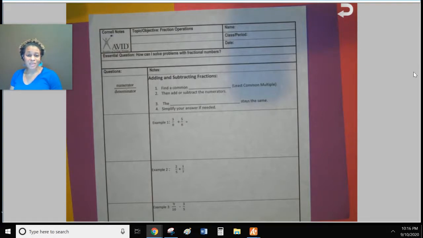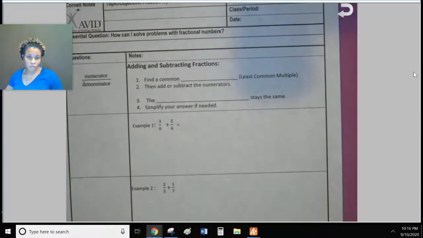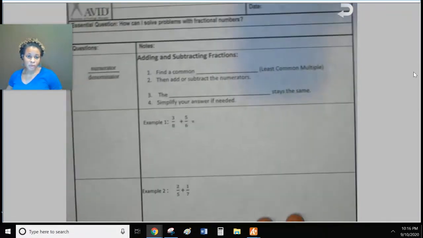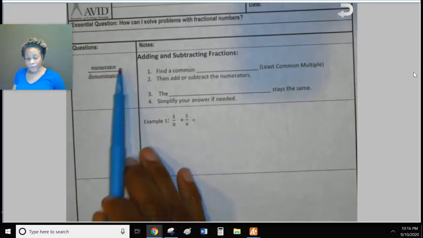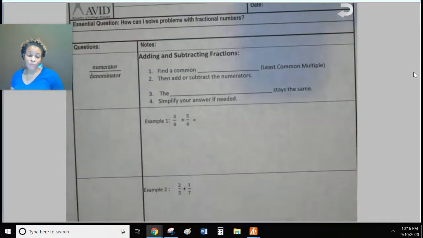Today our topic is going to be fraction operations, addition and subtraction. How can I solve problems with fractional numbers? So we want to start off by remembering that a fraction has a numerator and a denominator. Numerator is the number on the top, denominator is the number on the bottom.